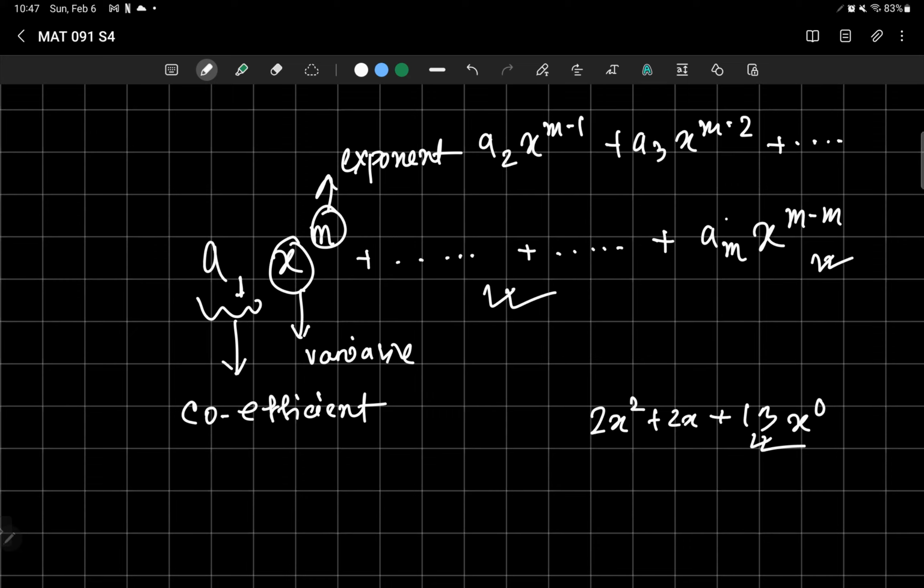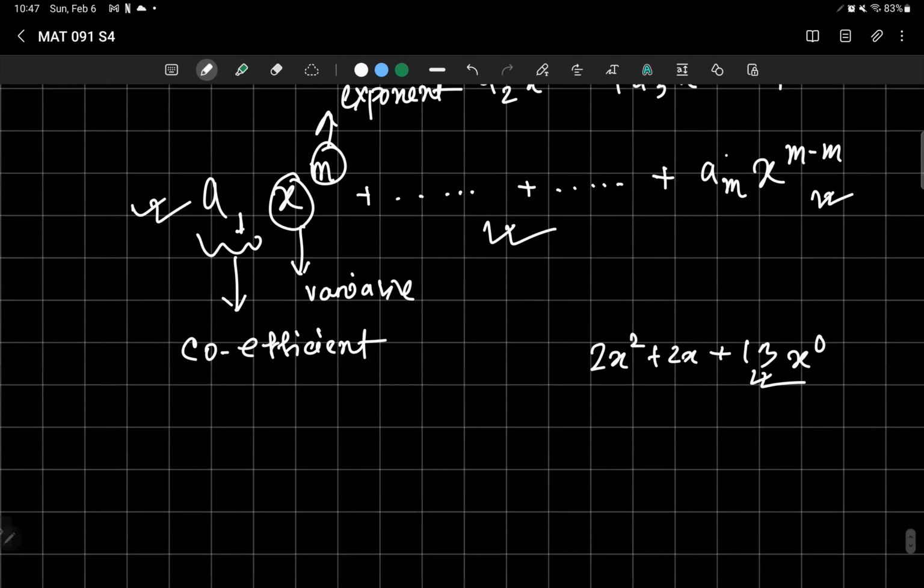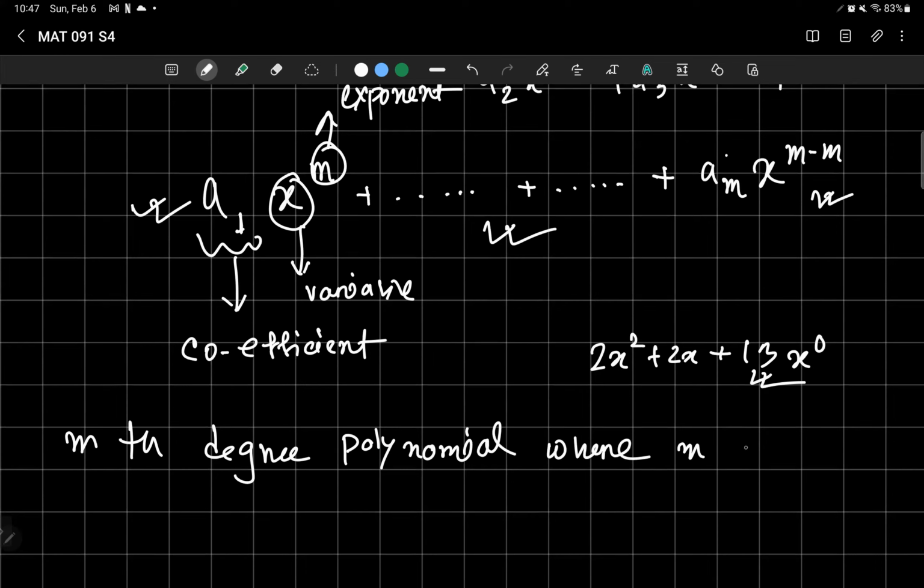So for x to the power 0, the coefficient is 13. The coefficient of x to the power 1, or just x, is 2. The coefficient of x squared is 2. Okay, and the way to read these things off is the following. If you have a polynomial like this, you call it an nth degree polynomial, where m is the highest power, or so to say, the highest number in the exponent.